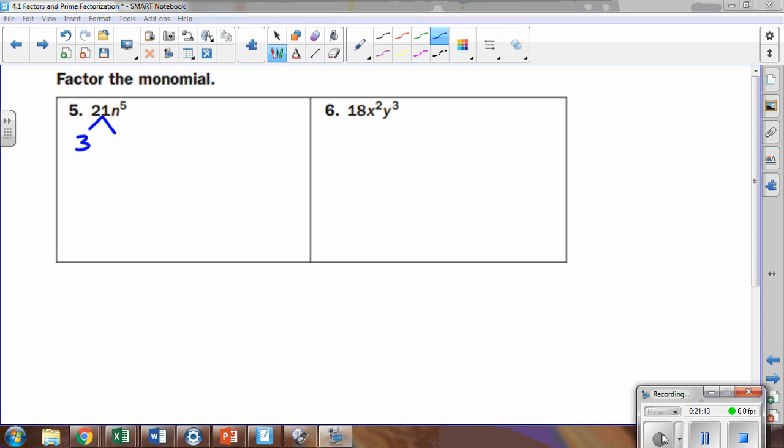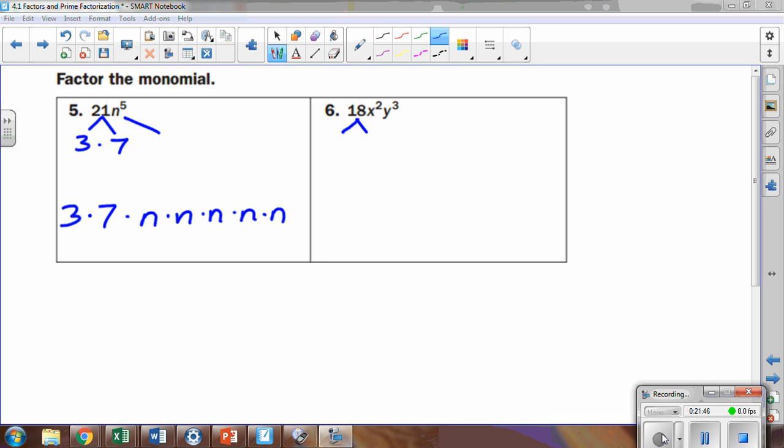When we consider our factor tree, we know 21 is equal to 3 times 7. Those are both prime numbers. So from the factor tree, we have 3 times 7. That's the number portion. Now we need the variable portion. How many of these n's should we have? 5. So 1, 2, 3, 4, 5. We're done. We have our factorization for the monomial.